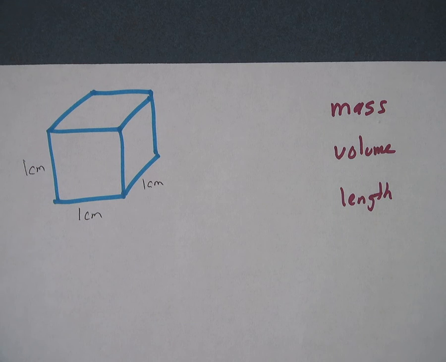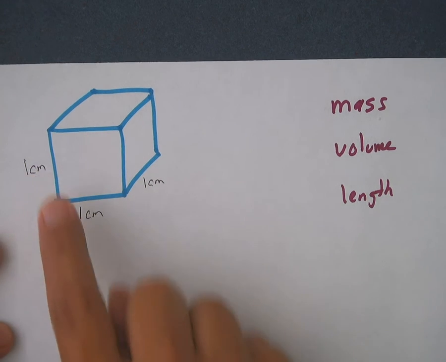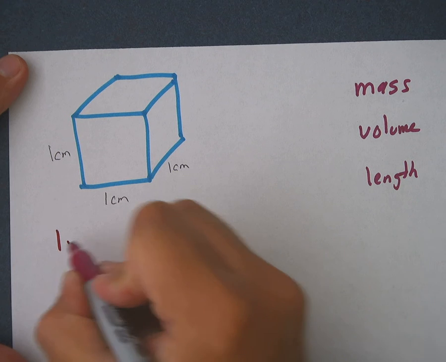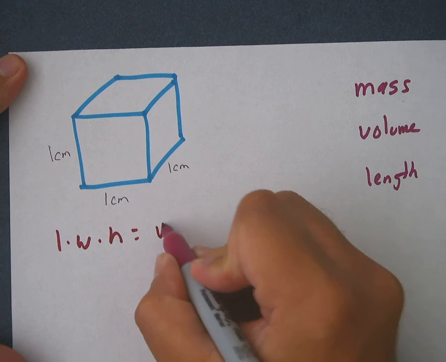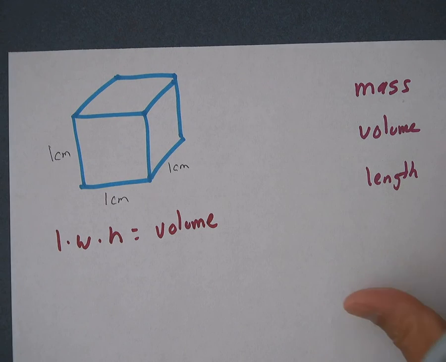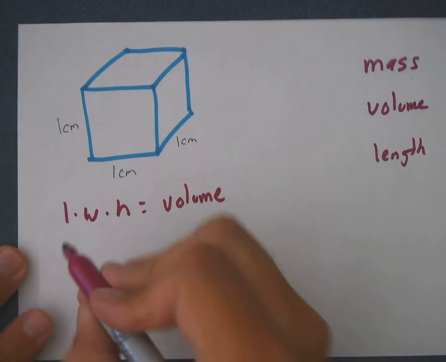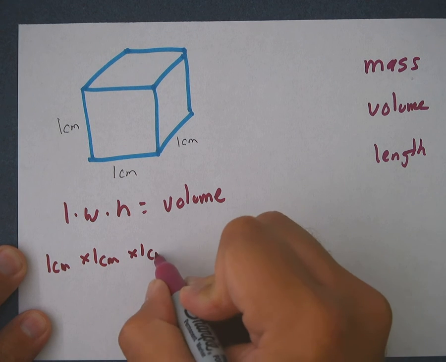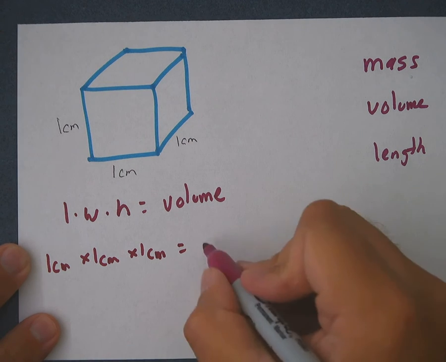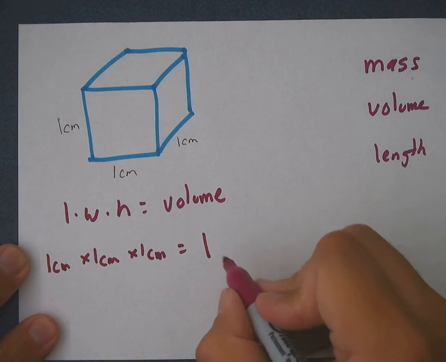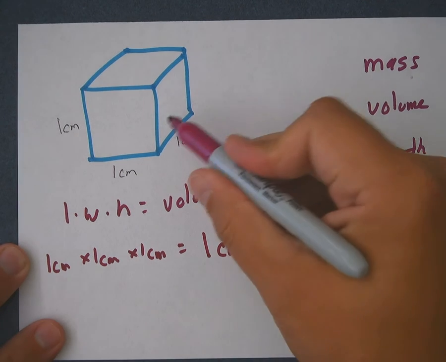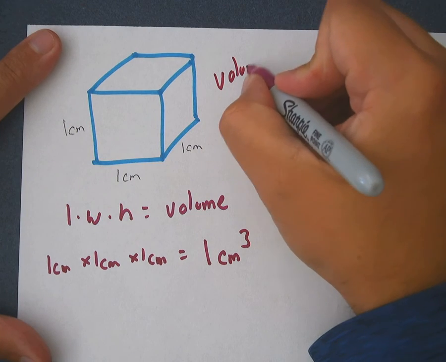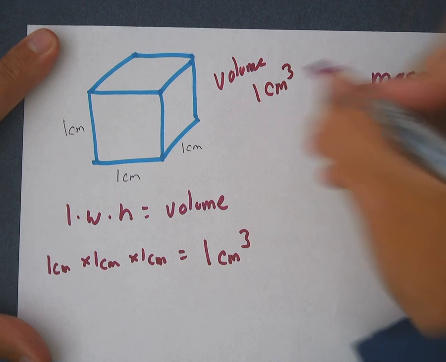If you look at this box, it has a length of 1 centimeter, width of 1 centimeter, and depth of 1 centimeter. You know that length times width times height equals volume. You might have learned that in geometry, or you're going to learn that very soon. In this case, 1 centimeter times 1 centimeter times 1 centimeter, 1 times 1 times 1 is 1. Centimeter times centimeter times centimeter is centimeters cubed. This box has a volume of 1 centimeter cubed, and we call it a cubic centimeter.